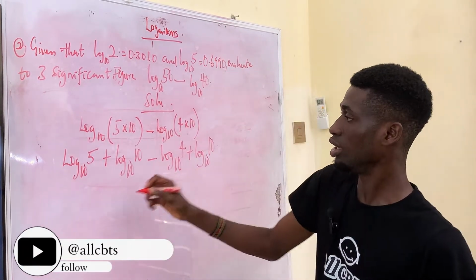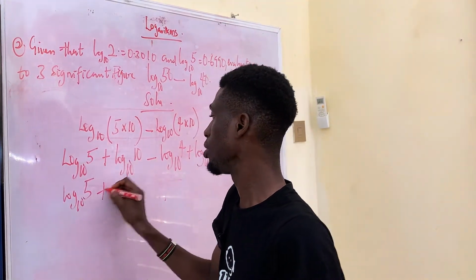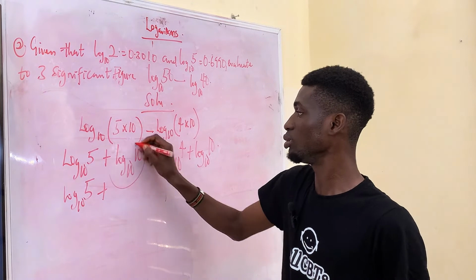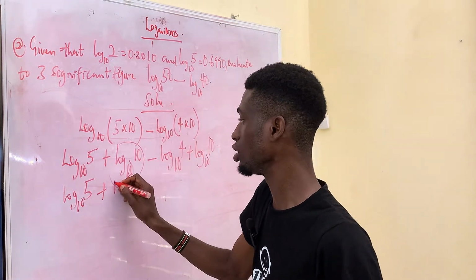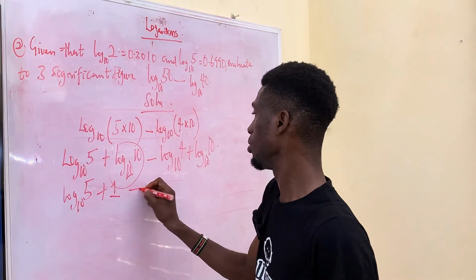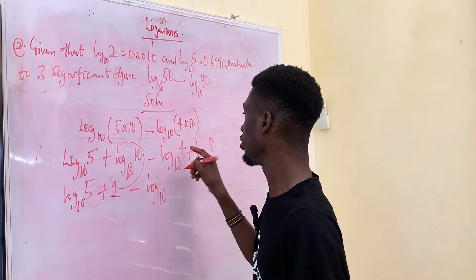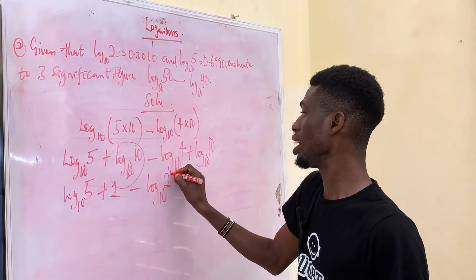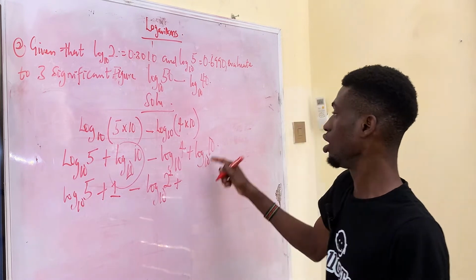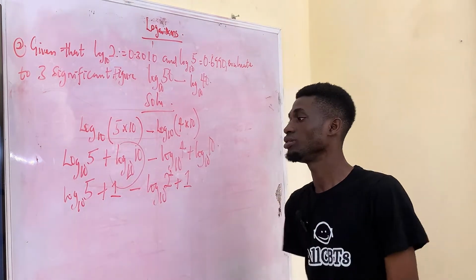Now here I have my log 5 plus, laws of logarithm, which says if your base and your power are the same, you have it as what? 1 minus log 10. 4 can be changed to base of 2, which we have 2 raised to power 2 plus log base 10 raised to power 10. You give me 1.